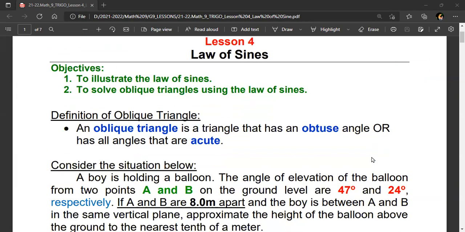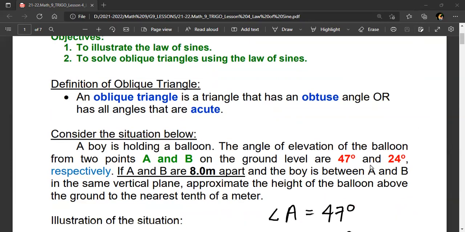Now, the definition of an oblique triangle states that an oblique triangle is a triangle that has an obtuse angle or has all angles that are acute. When we say acute, it is greater than 0 degrees but less than 90 degrees. That's what makes an oblique triangle.